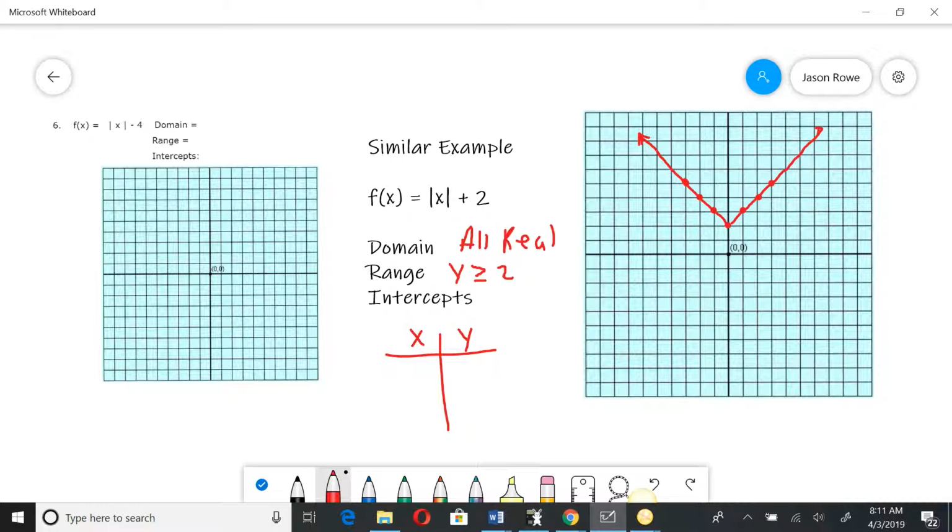And there's only one intercept here. It only crosses the y-axis. So since it only crosses the y-axis, there's only one intercept, and that intercept is 0, 2. So that's how you complete this problem.